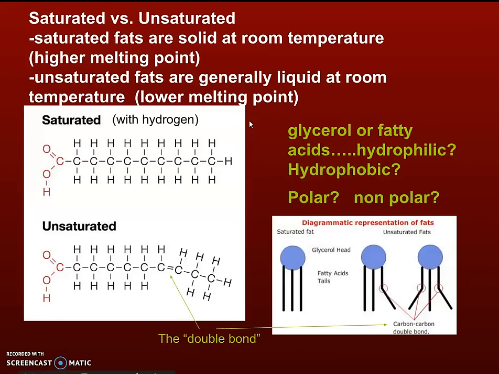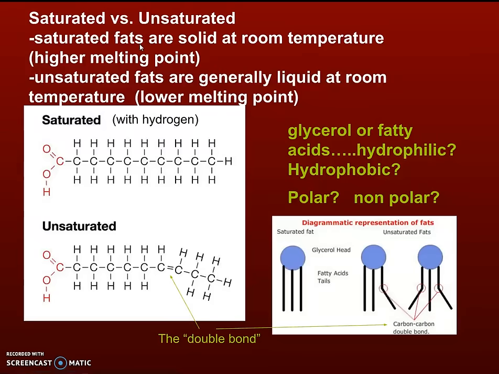Triglycerides can be saturated or unsaturated. Now when I talk about fats and triglycerides, those are the same things. So you might write that somewhere in case this triglyceride word is strange to you. Fats and triglycerides are the same thing.